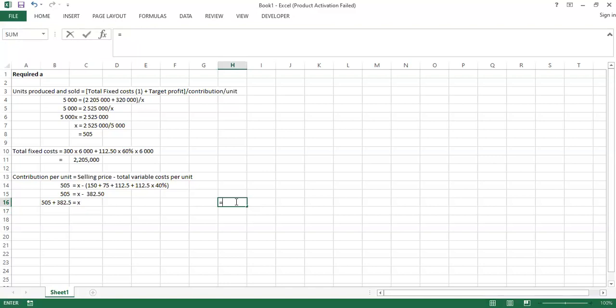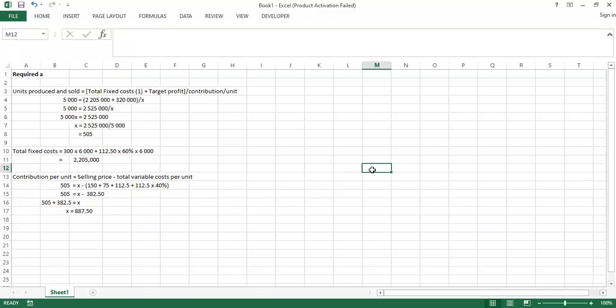Right, let's punch it here. 505 plus 382.5 gives us 887.5. So we can as well write it this way: x, which is our selling price, is going to be equal to 887.50.